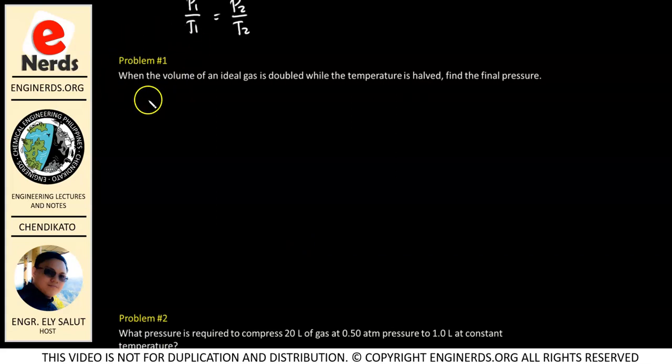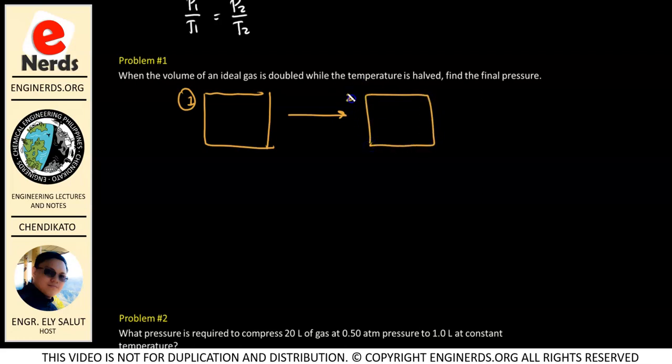So, problem number 1. When the volume of an ideal gas is doubled, while the temperature is halved, find the final pressure. Okay, so it will be easier to solve this problem if we could visualize what is happening, no? So, let us illustrate our condition. So, let's say we have here our condition 1. And then it goes to condition number 2. Okay? So this is our first or initial stage, and this is our final stage.